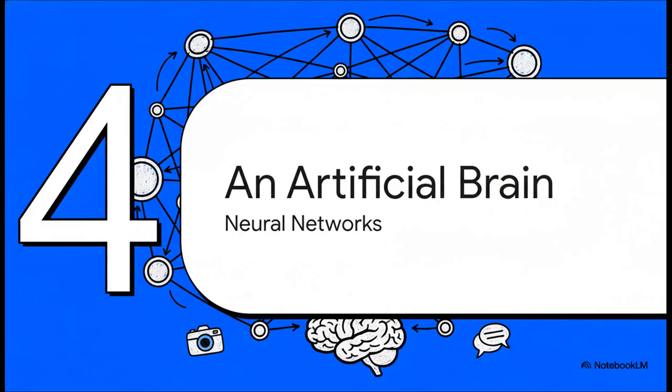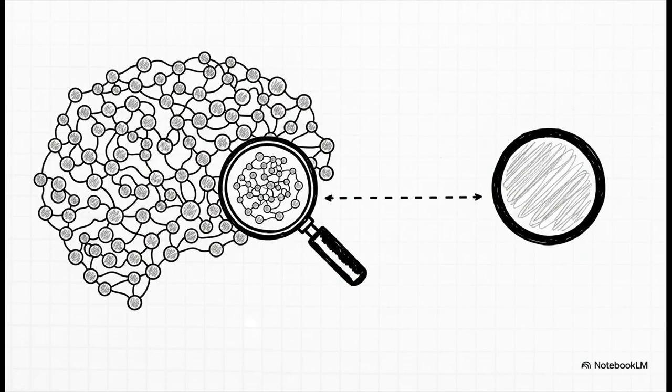So all of this builds up to the final model in our journey, and this is the powerhouse behind so much of modern AI. We're talking everything from image recognition to language translation. We're talking about the neural network. Now, the whole idea of an artificial brain can sound incredibly complex, right? But the secret is that it all starts with just one single, simple building block, the artificial neuron.